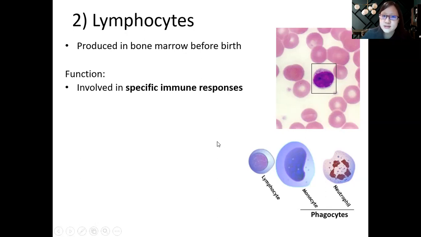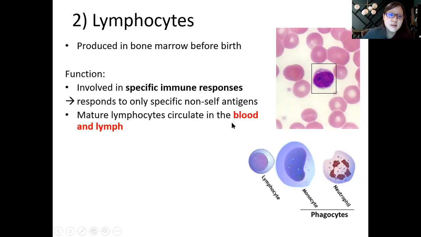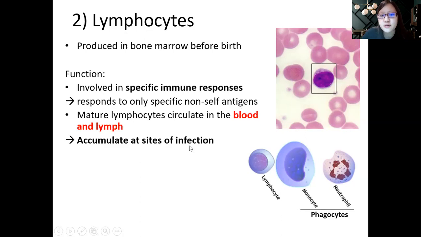So these are the special task force, the special team, right? They only respond to specific non-self antigens. They won't simply react to any type of bacteria or any type of virus, only a specific type of bacteria, specific type of virus, specific type of non-self antigen. Mature lymphocytes circulate in the blood and lymph and accumulate at sites of infection. But again, they do not undergo phagocytosis. They defend the body using other means that we will cover in more detail in chapter 11.